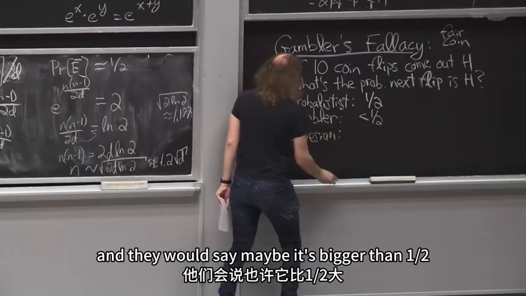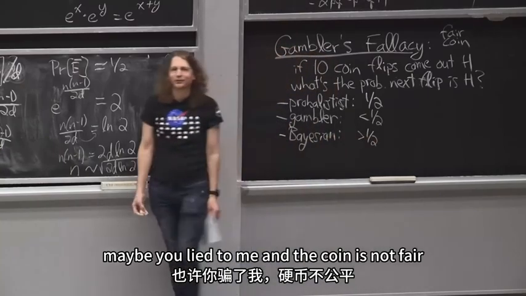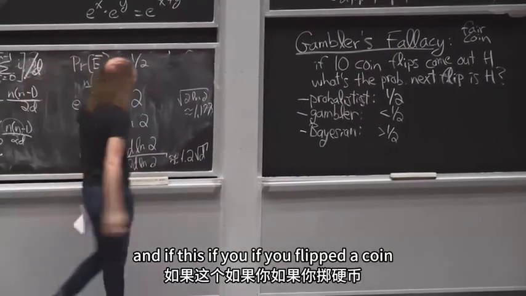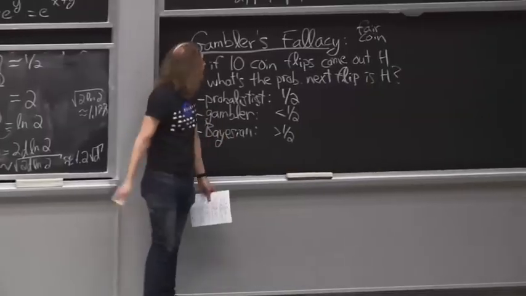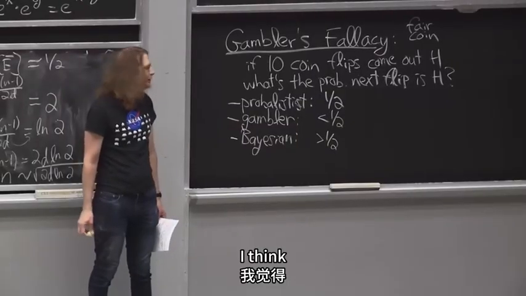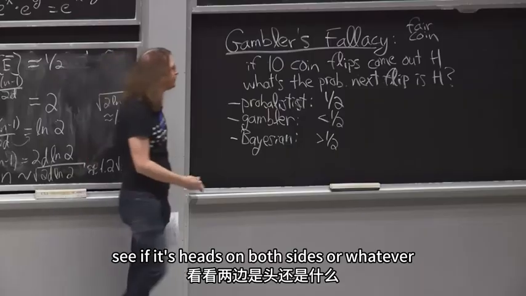And they would say, maybe it's bigger than 1/2. Maybe you lied to me and the coin is not fair. That's the other interpretation. And if you flipped a coin, 10 flips, maybe it's not enough, but 11 or 12, then you start thinking, I think there's something weird about this coin. Then you want to inspect the coin, see if it's heads on both sides or whatever.